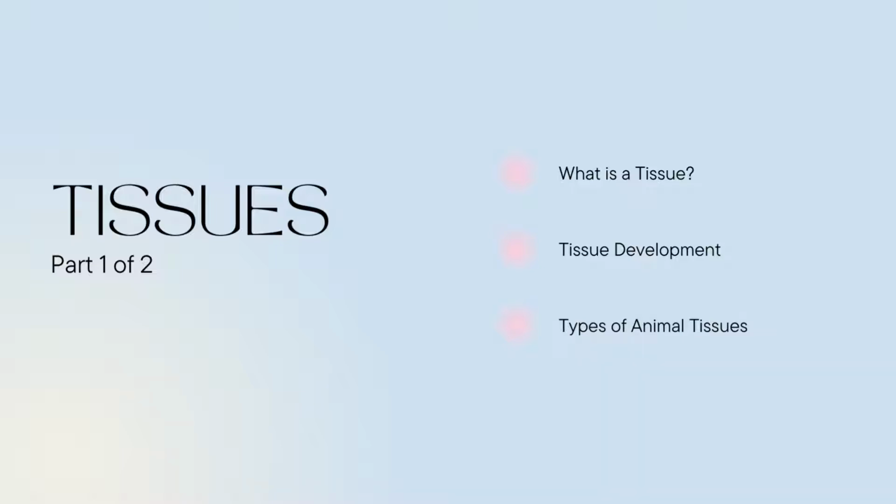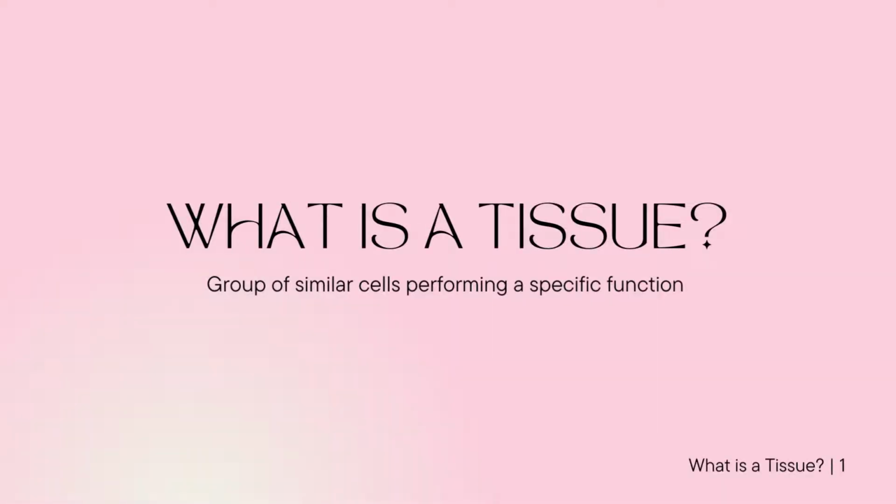In this part, we will focus on tissues, and under this presentation, we will tackle what a tissue is, tissue development, and types of animal tissues. So, first, what is a tissue? In a simple meaning, a tissue is a group of similar cells performing a specific function. So recall your levels of organization. A tissue is a group of cells that are formed together to perform a specific function. And the study of tissues, specifically animal tissues, is called histology.